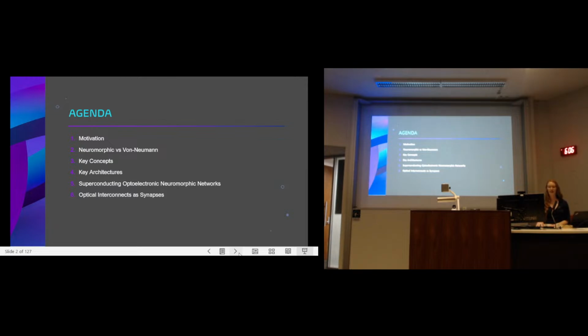We'll have a look at some of the architectures that we're trying to recreate. And then my favorite section will be number 5. We'll take a deep dive into a particular architecture for neuromorphic computing. It's called the superconducting optoelectronic neuromorphic network. It's very exciting, don't let the name scare you. And then finally, we'll have a look at how we actually recreate synapses, which is the way that I did it in my honours research, which is something called an optical interconnect, a light-based interconnect. Make sense? Everyone's raring to go, I can see. Wonderful, we'll make a start then.